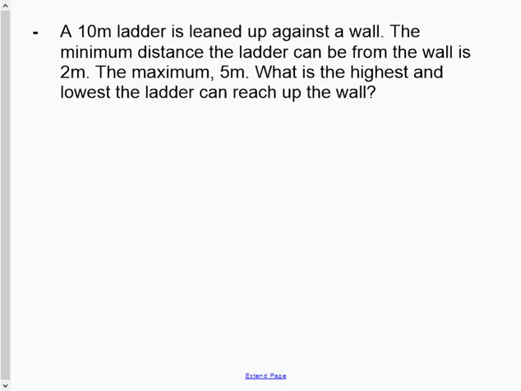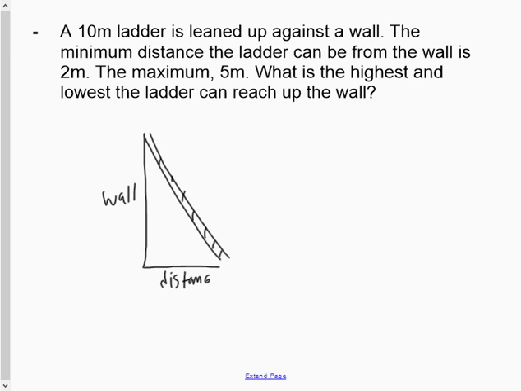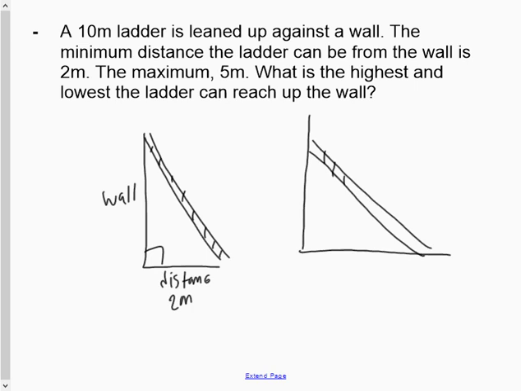A 10-meter ladder is leaned up against a wall. The minimum distance the ladder can be from the wall is 2 meters. The maximum distance is 5 meters. So here is your wall, and this is the distance, and this is your ladder. The minimum distance in the first one is 2 meters. In the second one, the maximum distance from the wall is 5 meters. How far up the wall can it go in each case?